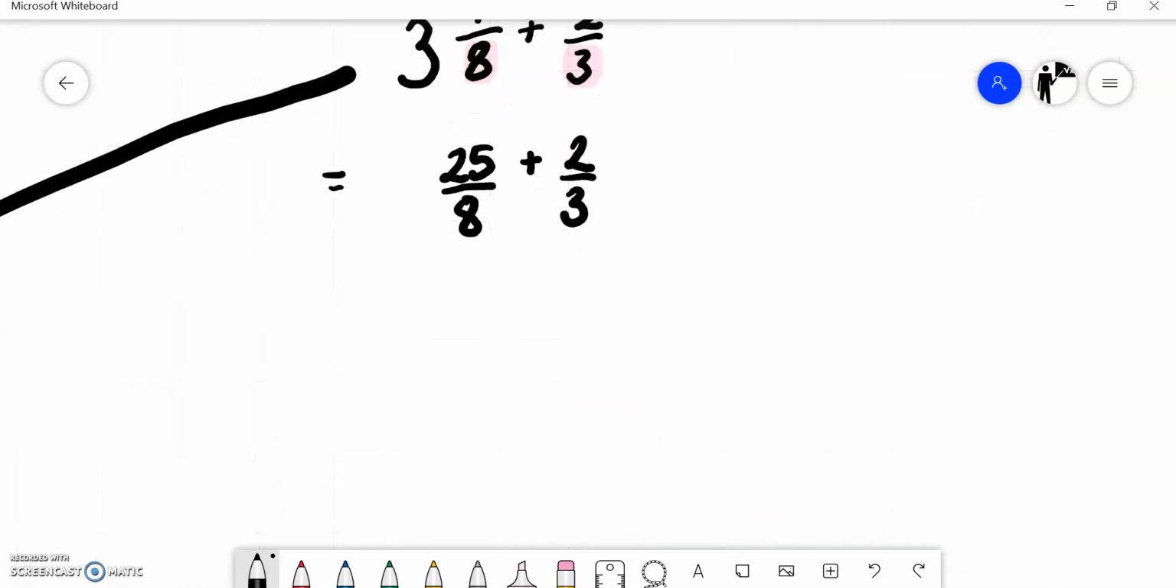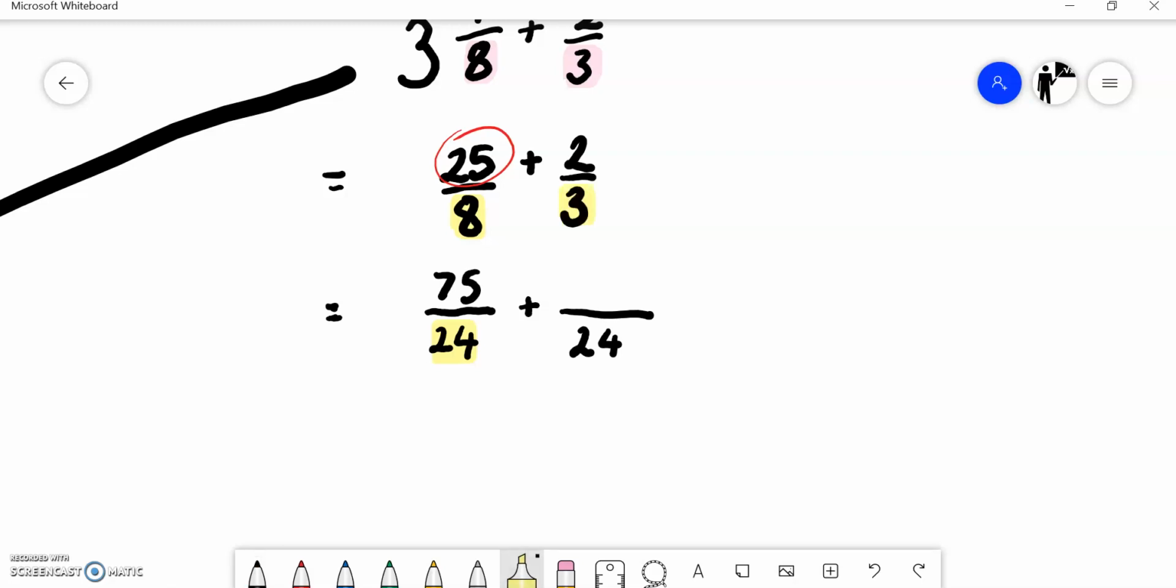I now want to make the denominators the same. So I need to have a look at my denominators. I need to think, okay, what's the lowest common multiple of 8 and of 3? And in this case, it's 24. To get from 8 to 24, I've multiplied by 3. Therefore, I need to multiply this by 3. 25 times 3 is 75. To get from 3 to 24, we've multiplied by 8. So we need to multiply this by 8. 2 times 8 is 16.